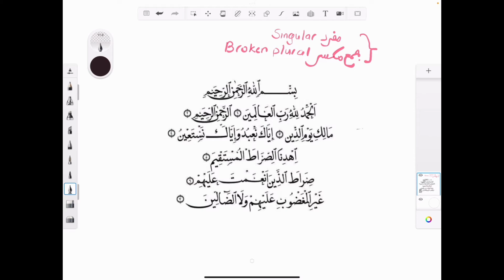When you have a singular or a broken plural, it will have three states we talked about, which is the marfu, the majroor, and the mansub. So we talked about this before, that you have these three states and they follow the same particular pattern. If you watch the previous video, you'll find it all there.